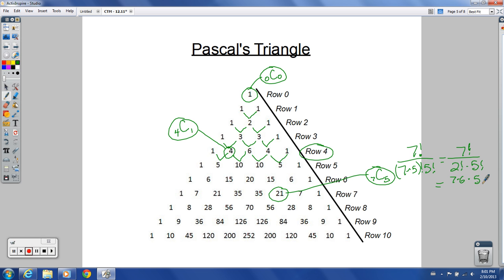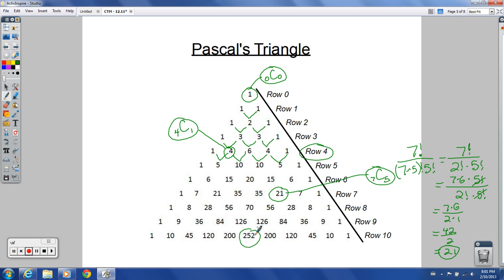So this is the same as 7 times 6 times 5 factorial over 2 factorial times 5 factorial. These cancel. You'd be left with 7 times 6 over 2 times 1, which would be 42 over 2, which would be 21. Fancy that. Look at that. So 21, that's right there.